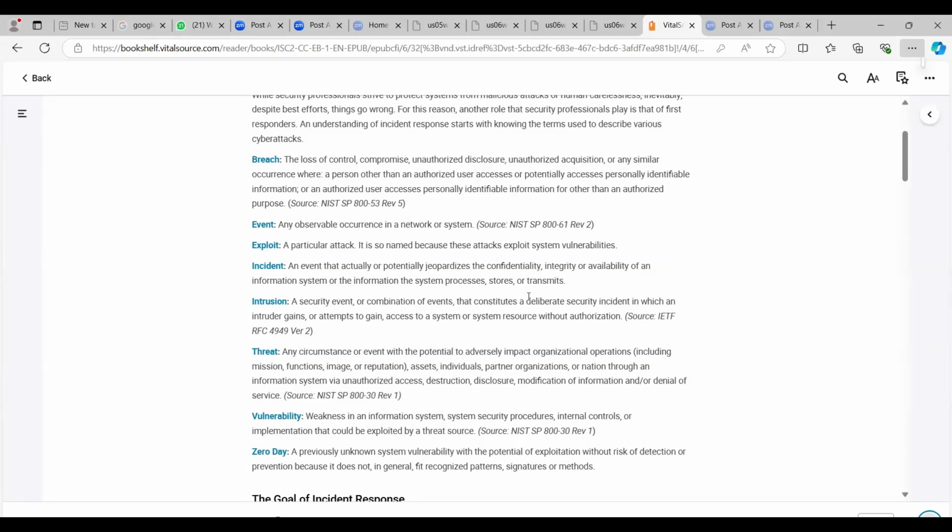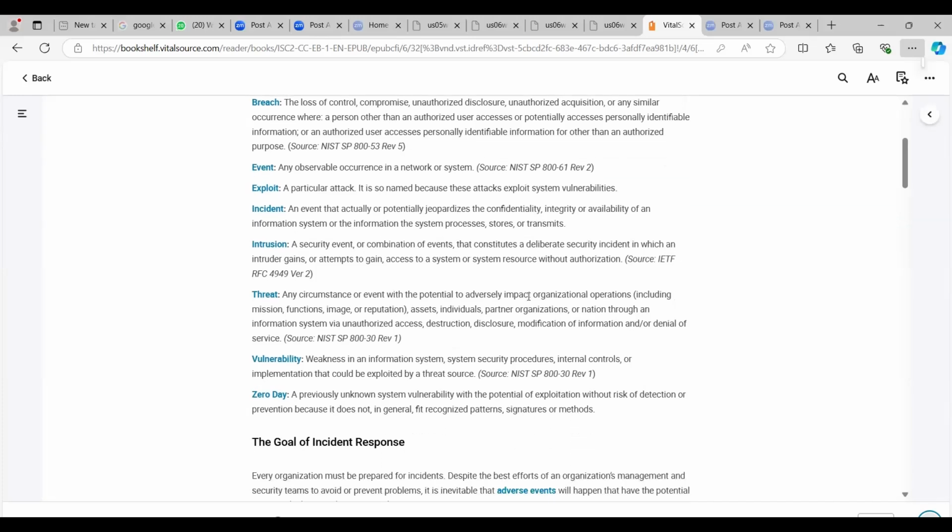Then we have exploits. It's a particular attack, so named because the attack exploits system vulnerabilities. In the case of an exploit, that means the person has gotten a foothold in your network. They are in your network already. They've cracked into your network. So that's an exploit.